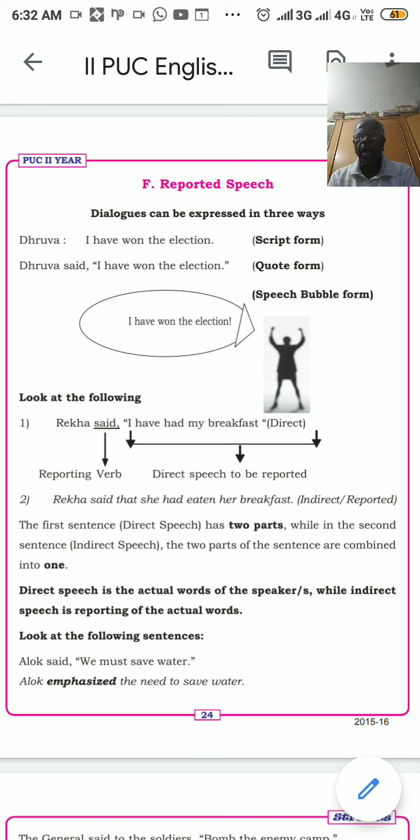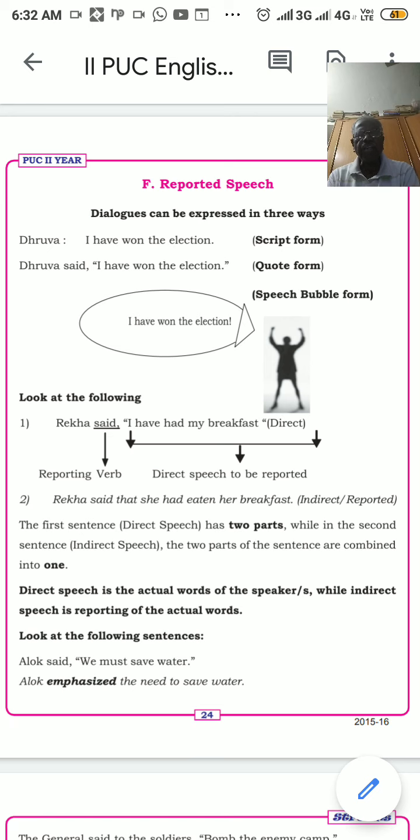Suman said, "I am reading a novel." Suman said that she was reading a novel. Now we must underline the verbs so that you understand how the tenses are changed. Third one is present perfect becomes past perfect.